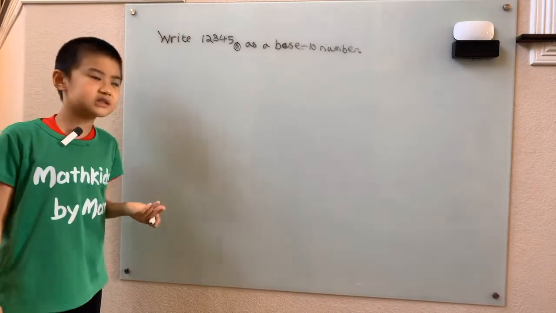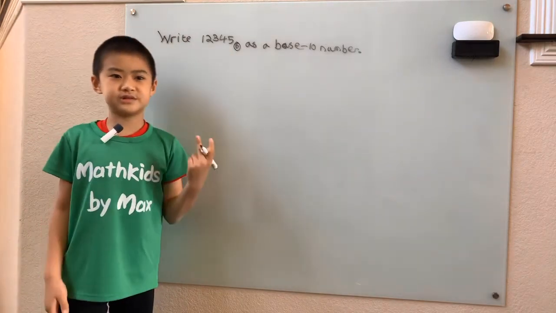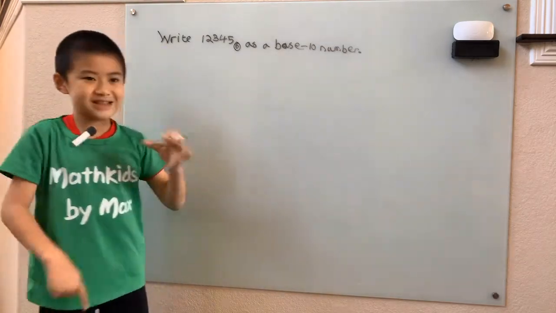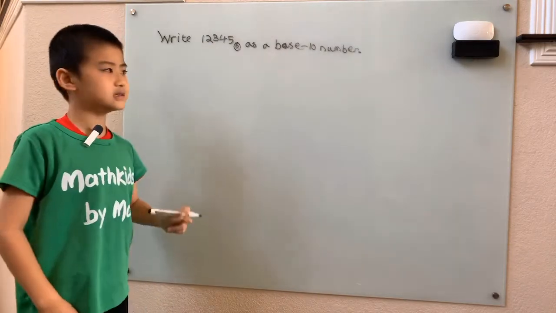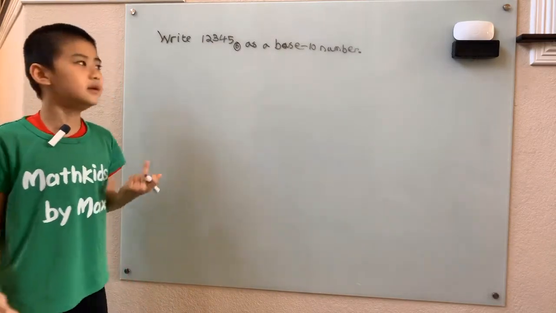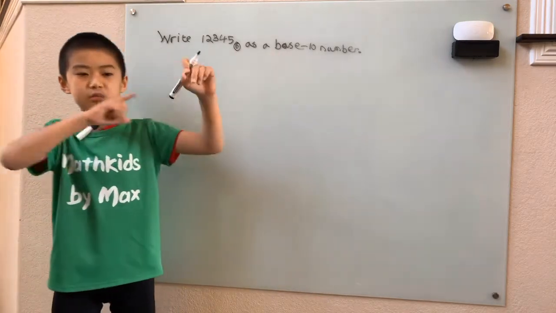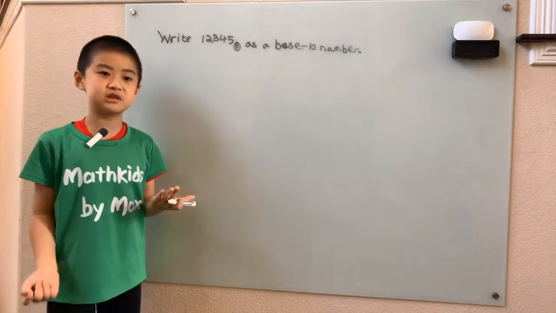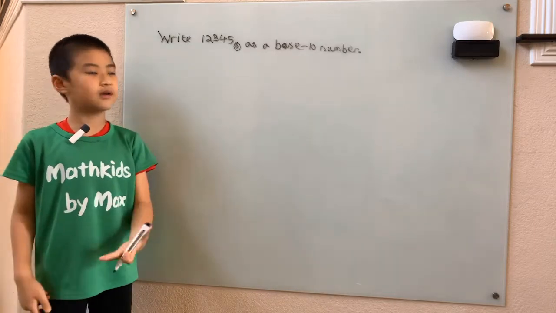But base 6, well, 6 is 6 to the first, 1 is 6 to the 0. When you get larger and larger, it's harder to compute powers of 6 than it is to compute powers of 10. In base 10, there are 10 digits: 0, 1, 2, 3, 4, 5, 6, 7, 8, and 9. And in base 6, there are only 6 digits: 0, 1, 2, 3, 4, and 5.